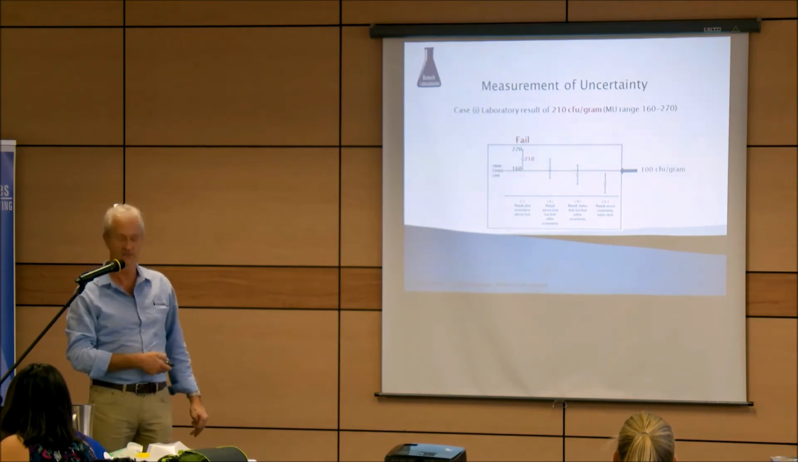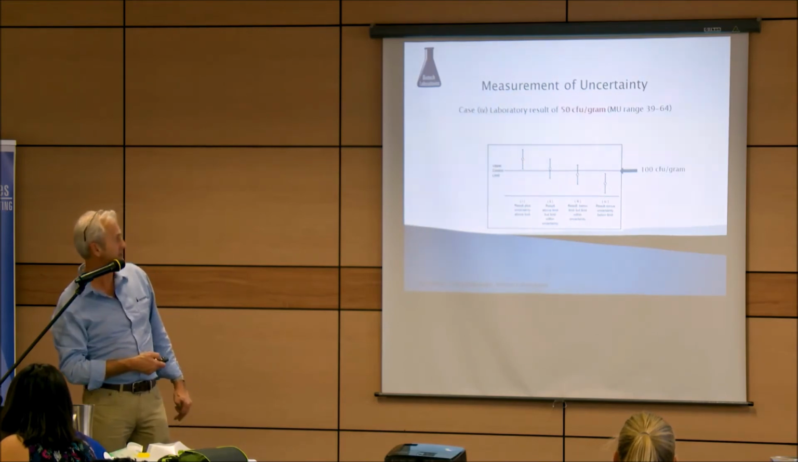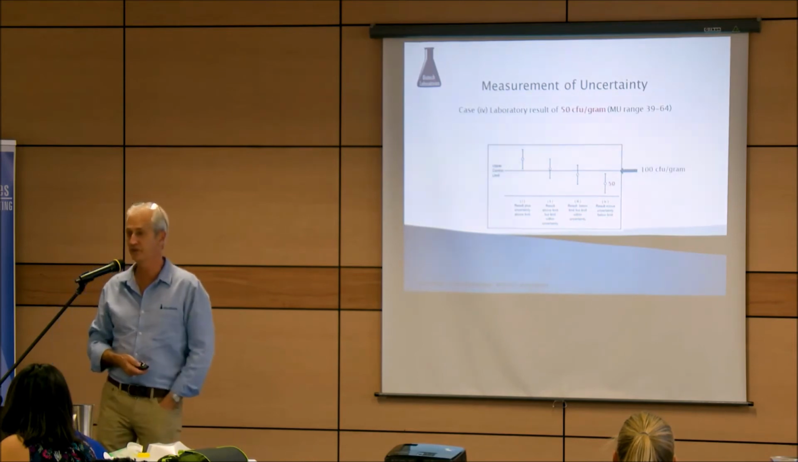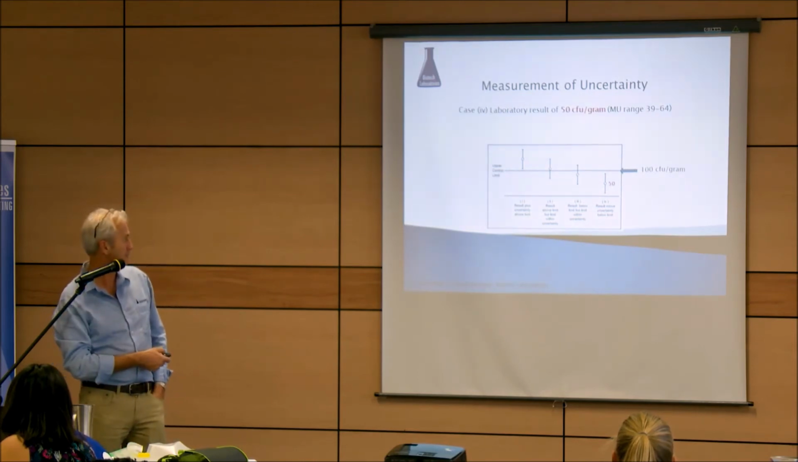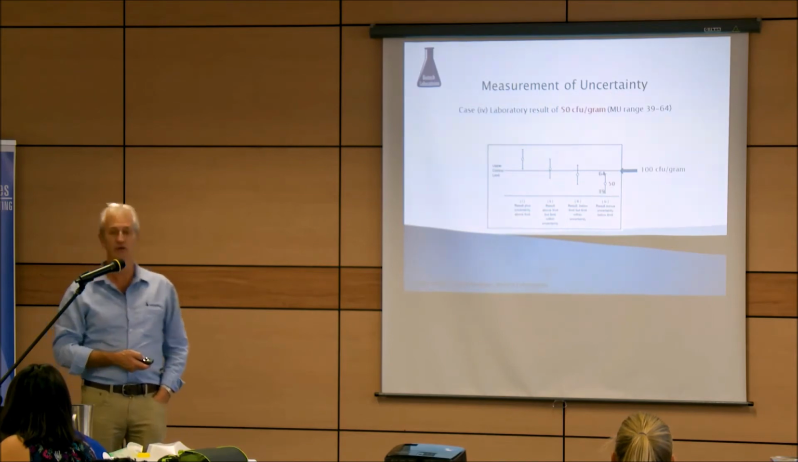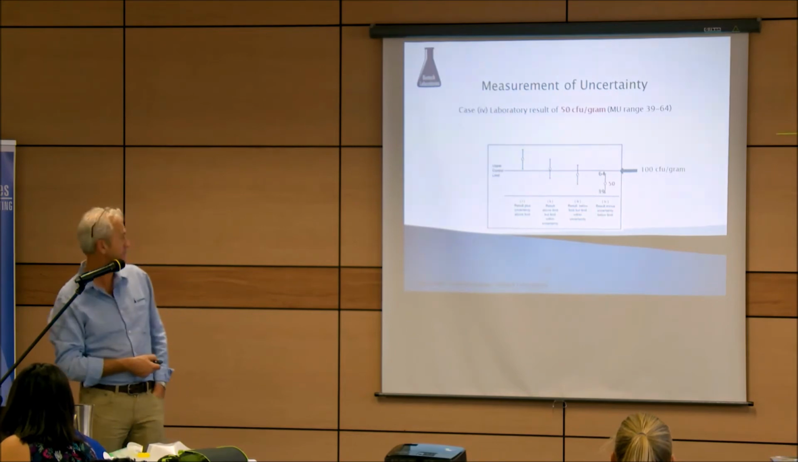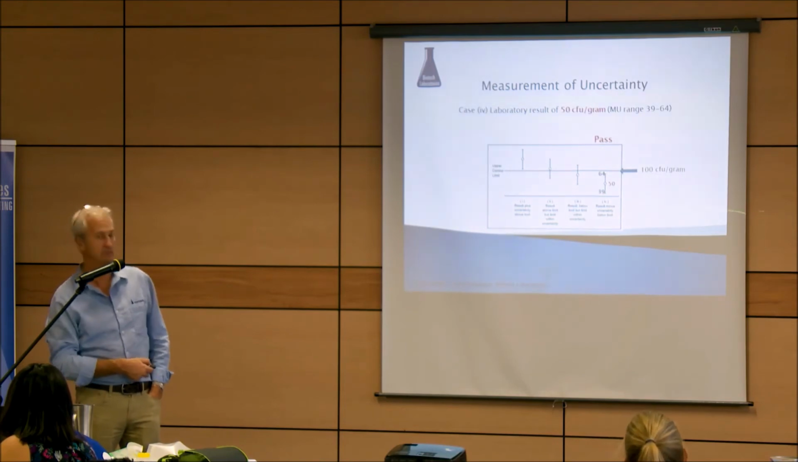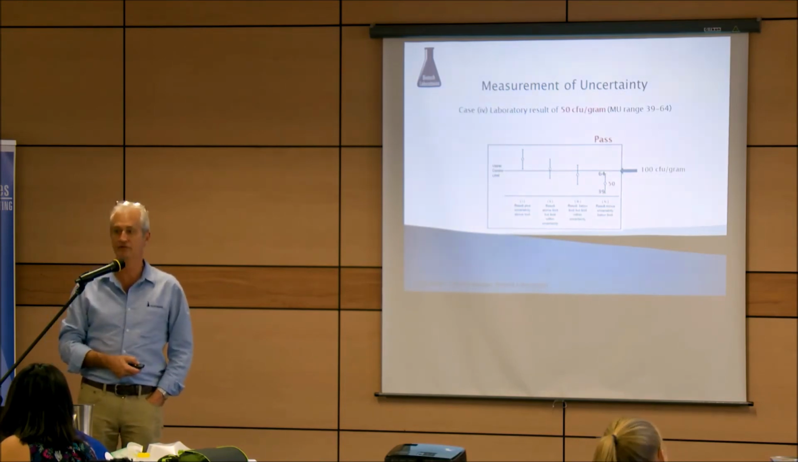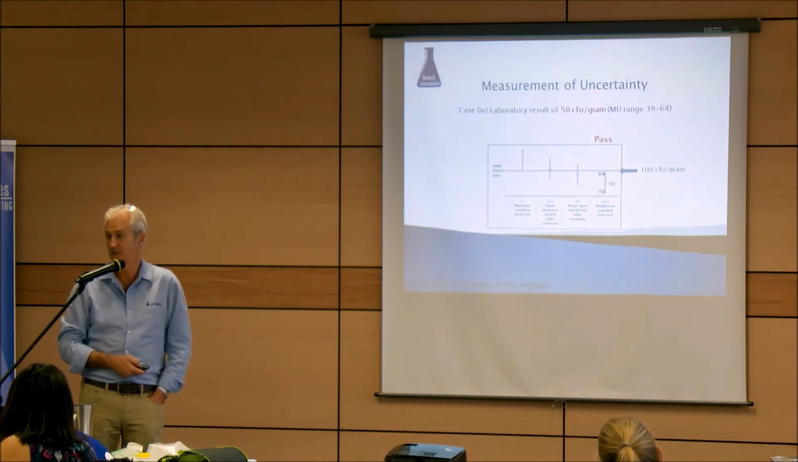Let's go to the next example. I give you a result of 50. Remember, the acceptable limit's 100. What was the MU range for 50? 39 to 64. Again, no problem. That's a pass. Look at the upper limit of the MU, 64. That's still below a fail level. So that's a pass, no problem.